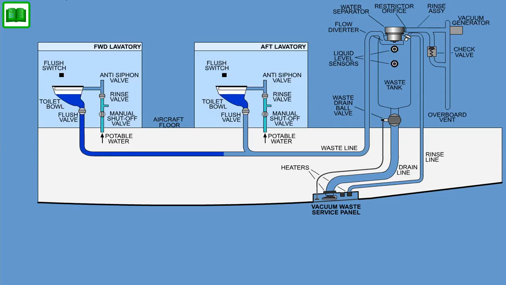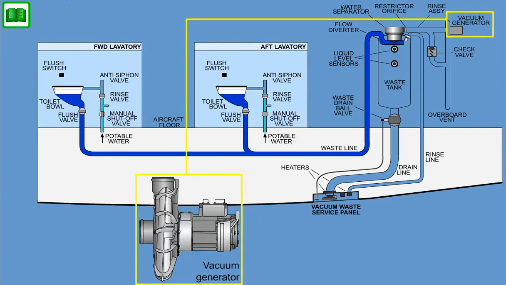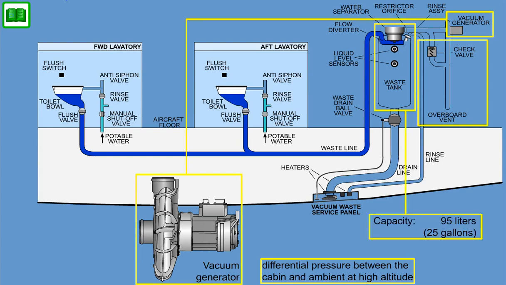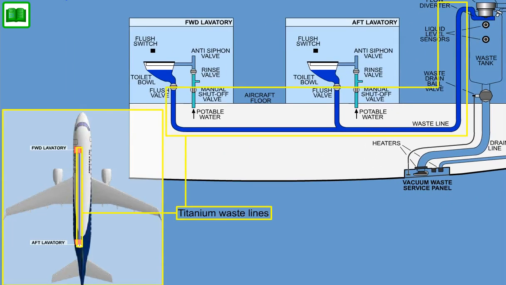The vacuum waste system provides waste collection and storage from the toilet assemblies located in the lavatories. It uses either a vacuum generator at low altitudes or differential pressure between the cabin and ambient at high altitudes to transport the waste from the toilets to an aft-mounted waste holding tank, whose usable capacity is 95 liters, 25 gallons. The titanium waste lines are installed inside the pressurized, temperature-controlled environment of the fuselage and are routed from the toilets to the waste holding tank.